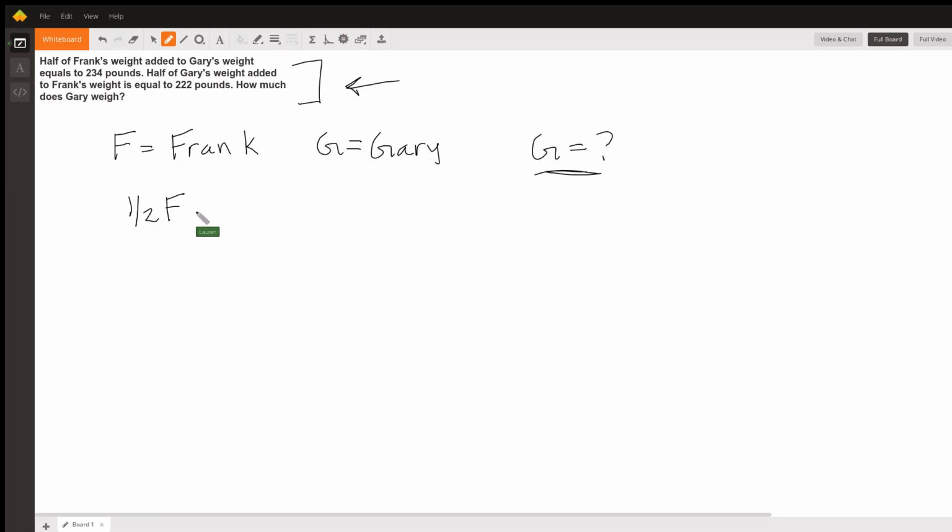Half of Frank's weight, 1/2 times F, is added to Gary's weight and is equal to 234 pounds. Okay, there's one expression. We have some more information. Half of Gary's weight added to Frank's weight is equal to 222 pounds. There we have it. Those are two equations and two unknowns, and then we can solve for one or the other and get the other.